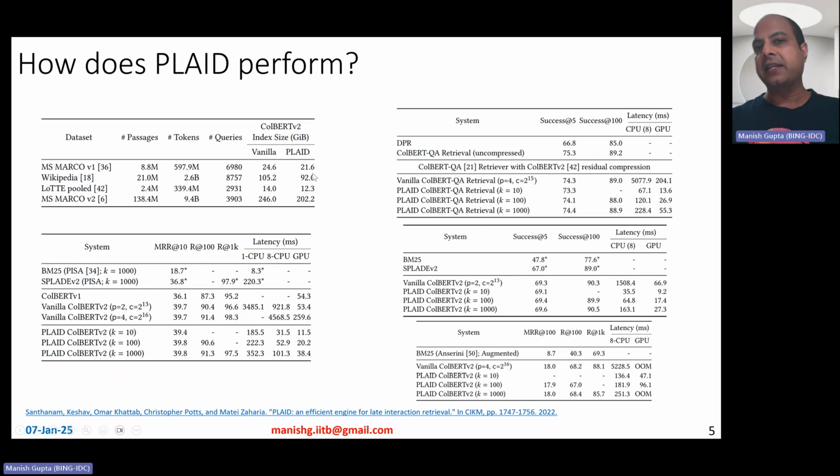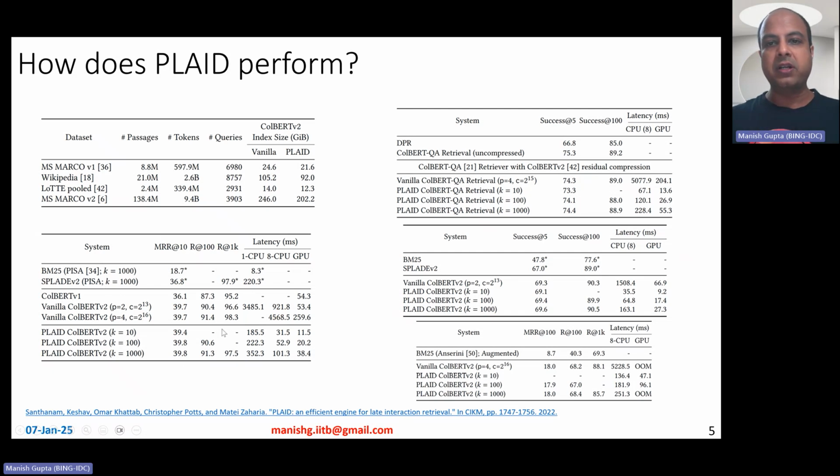And this reduction in index size, as I mentioned, is because the inverted list no longer maps from centroid to passage token IDs. Basically, it maps from centroid to passage IDs, which reduces the index size quite some. Okay. So that's that. Now how does it perform across MS Marco V1 and all of these datasets? So, we have results across all the 4 datasets here.